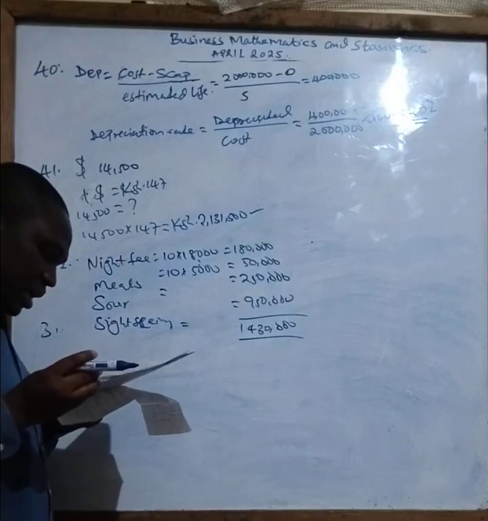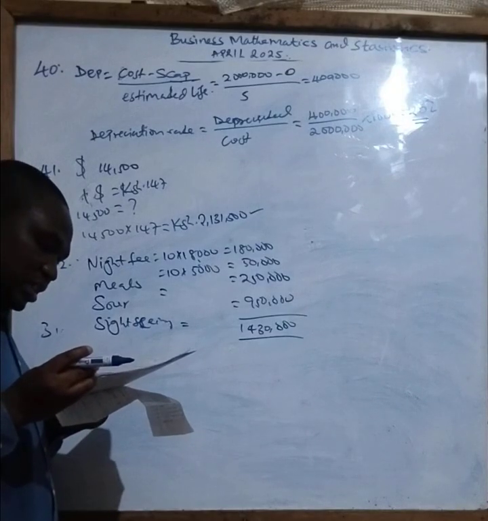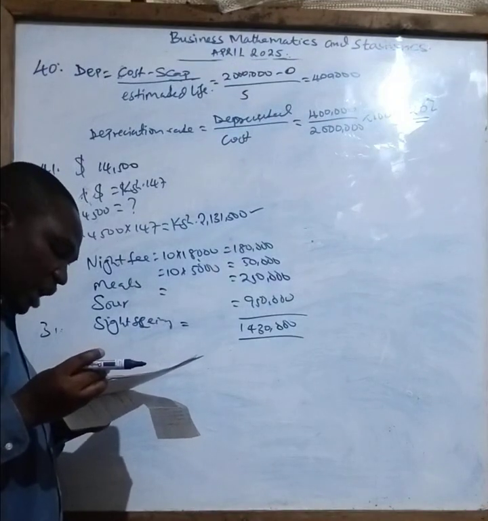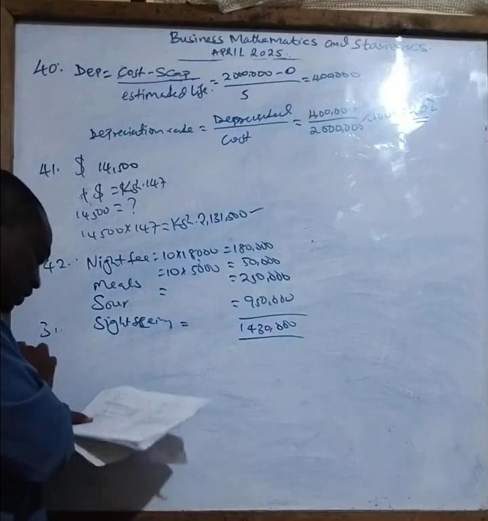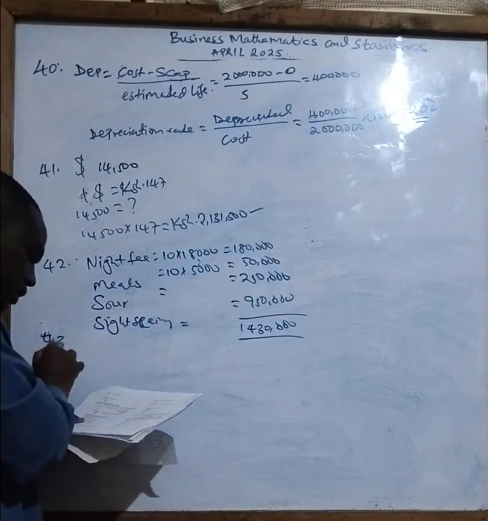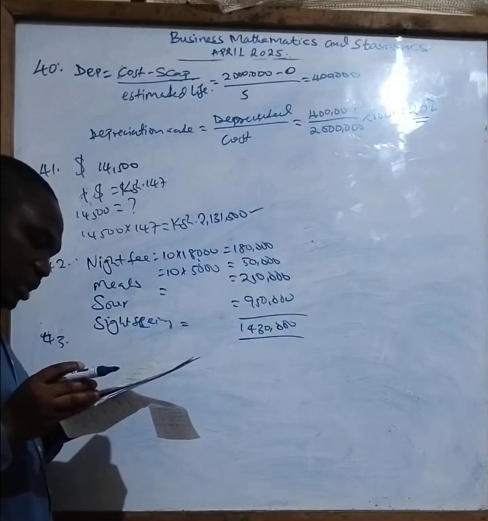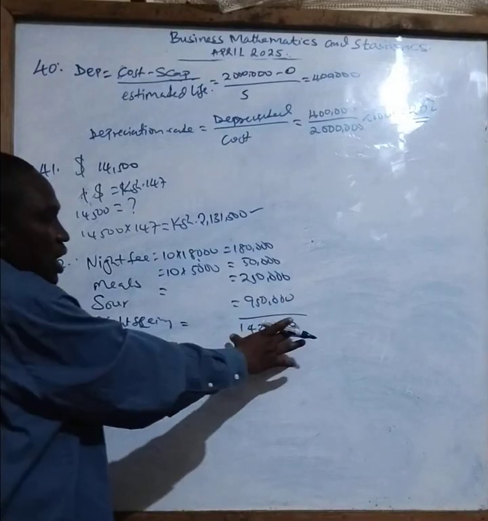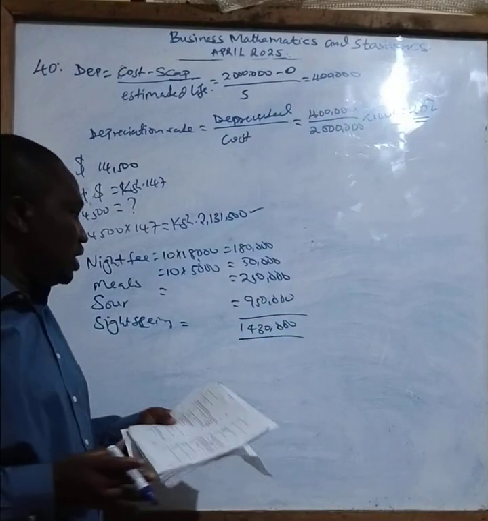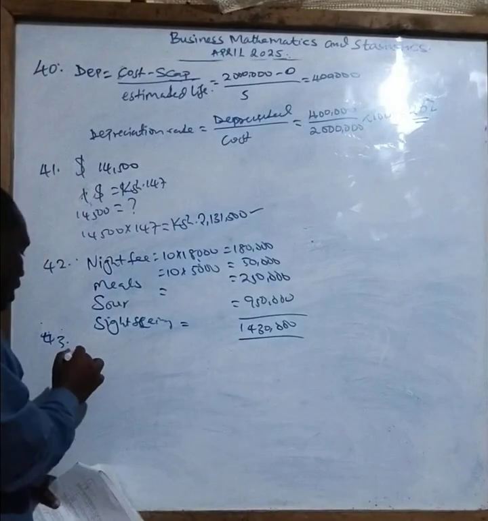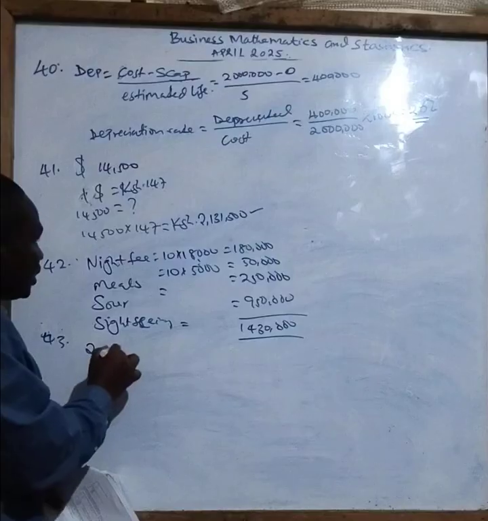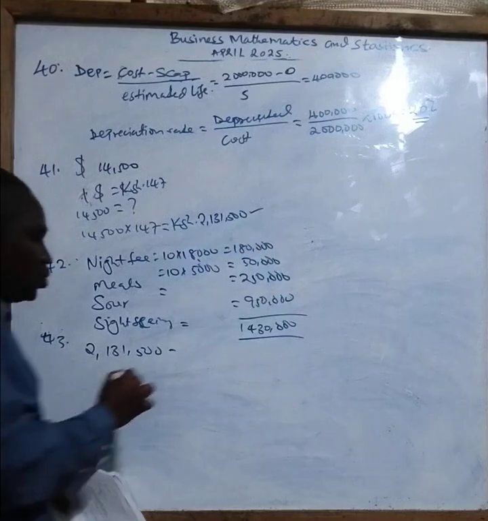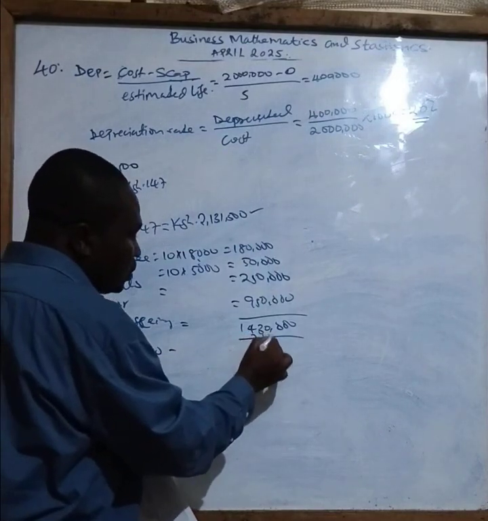1,130,000. Then calculate the amount of money the tourist received after converting the remaining amount to US dollars. This is number 43. So how much is the remaining amount? Remember, this is the total amount before paying the ticket. How much was the ticket? 300,000. So therefore, the total amount that he had was 2,131,500. You minus the total expenses, which is this one here plus 300,000 for the ticket.